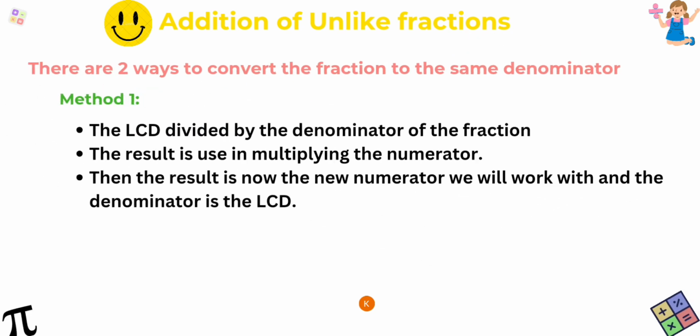There are two ways to convert the fraction to the same denominator. Method 1. The lowest common denominator divides by the denominator of the fraction. The result is used in multiplying the numerator. Then the result is now the numerator we work with, and the denominator is the lowest common denominator.